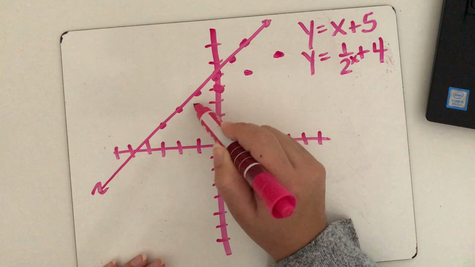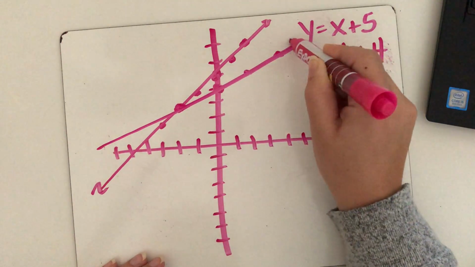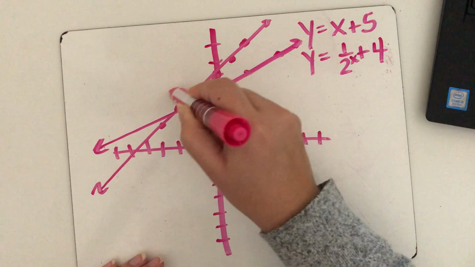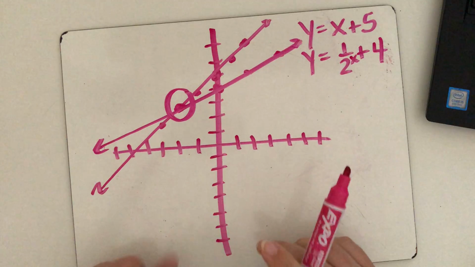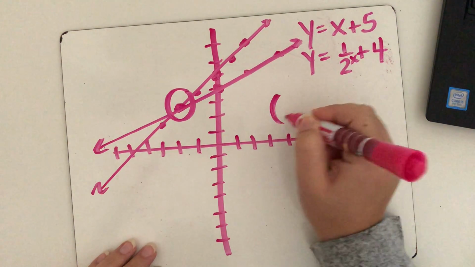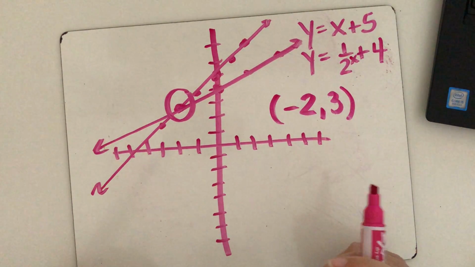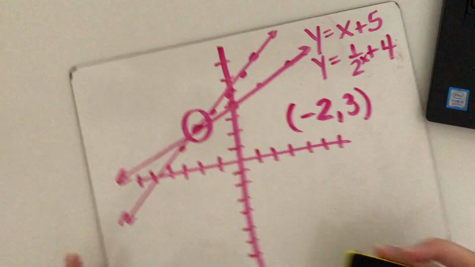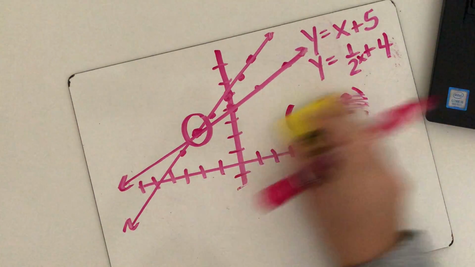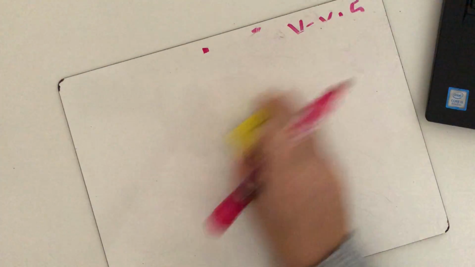So down 1 over 2. And what do you know? This point right here is their solution. So that is -2, 3. So that means that the solution of the system would be -2, 3. Okay? So again, that's all we need to do when we are solving systems by graphing.